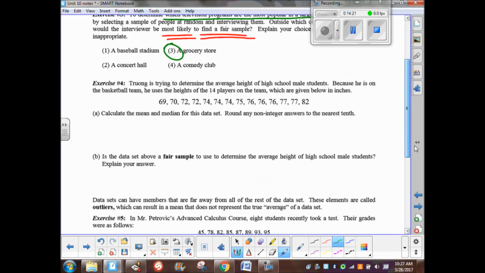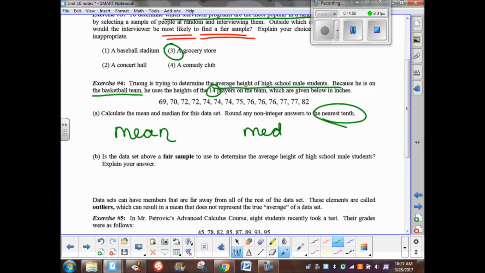All right. Next one. So now we're trying to determine the average height of high school male students. Because he is on the basketball team, he uses the heights of 14 players on the team. They are given in order from least to greatest. So we want to calculate the mean and the median for this data, and we've got to round anything to the nearest tenth. You can decide whether you want to calculate the mean and the median by hand, or use the calculator. It doesn't matter.